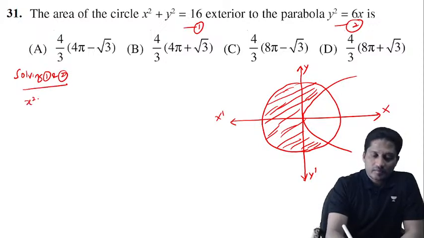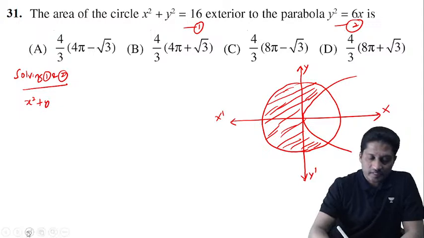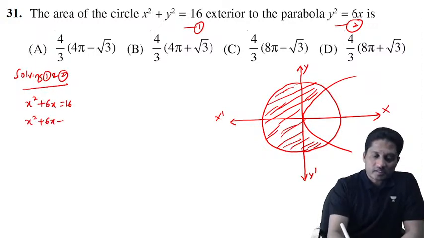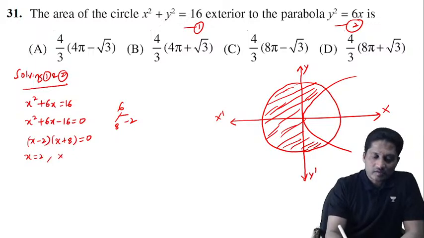x square plus y square is equal to 16, right? If I substitute 2 in 1, this becomes x square plus y square, which is 6x, is equal to 16. x square plus 6x minus 16 is equal to 0. If I split the middle term, this is 8 minus 2. x minus 2 into x plus 8 is 0. So this means that x is equal to 2 and x is equal to minus 8.